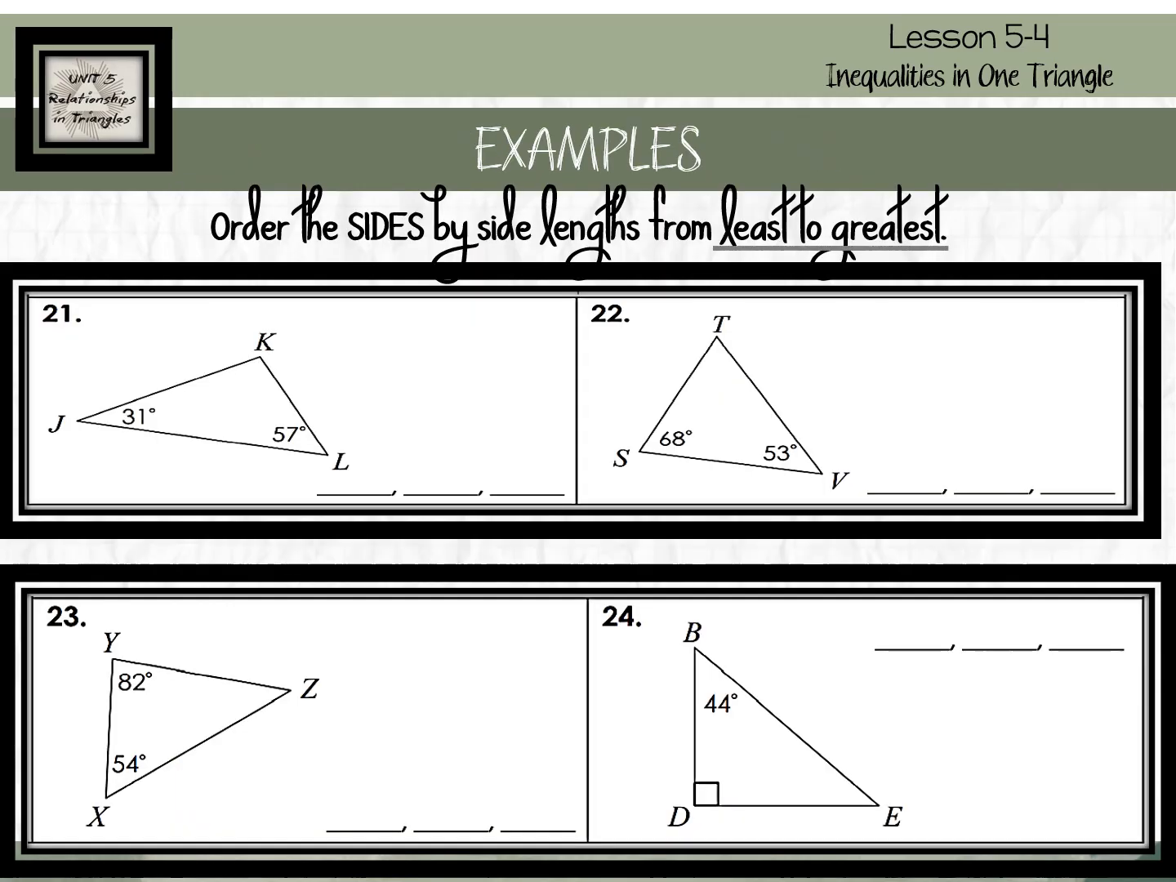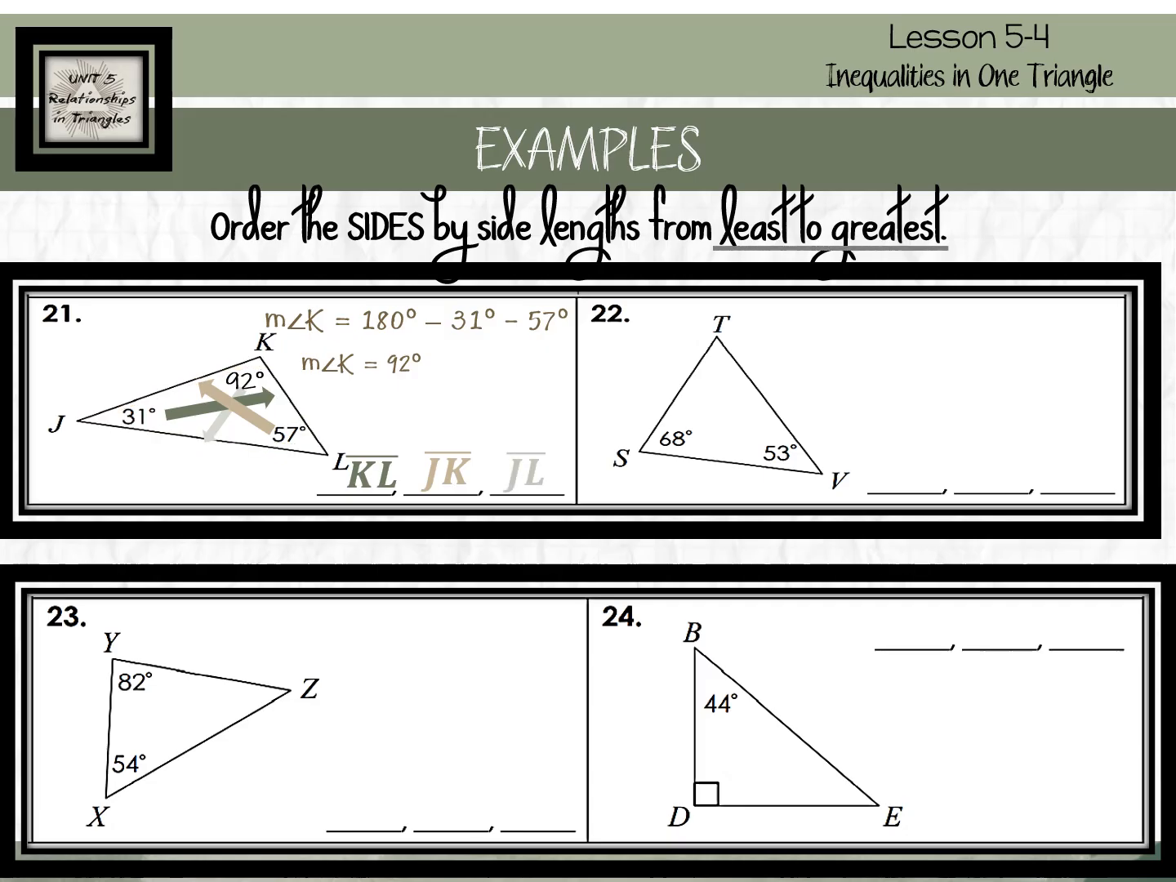Let's do some problems. Every single one only has two angles. That's okay, we know what to do. So we're going to take the 31 and 57, the ones we know, away from 180. We get our third angle, put it in the picture. Smallest angle, 31, shortest side, KL. Middle angle, 57, opposite side, JK. Largest angle, 92. Opposite side is JL.